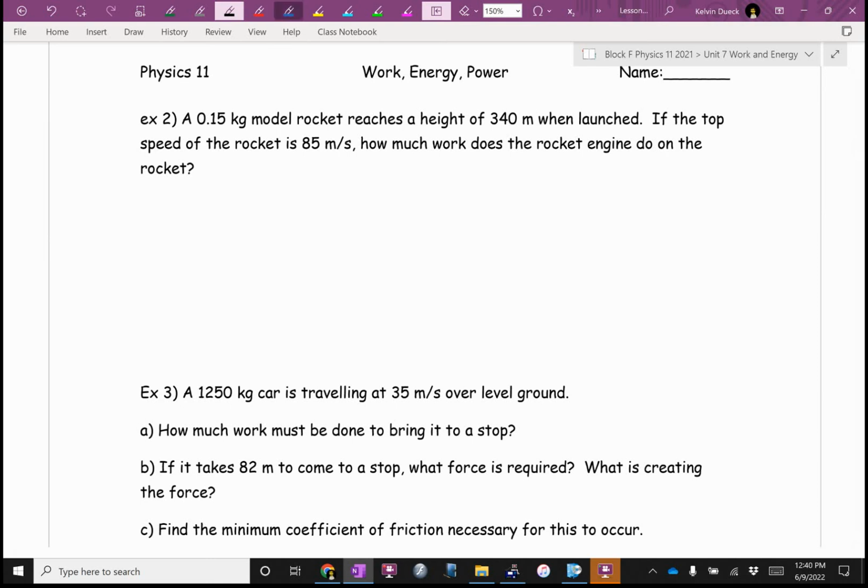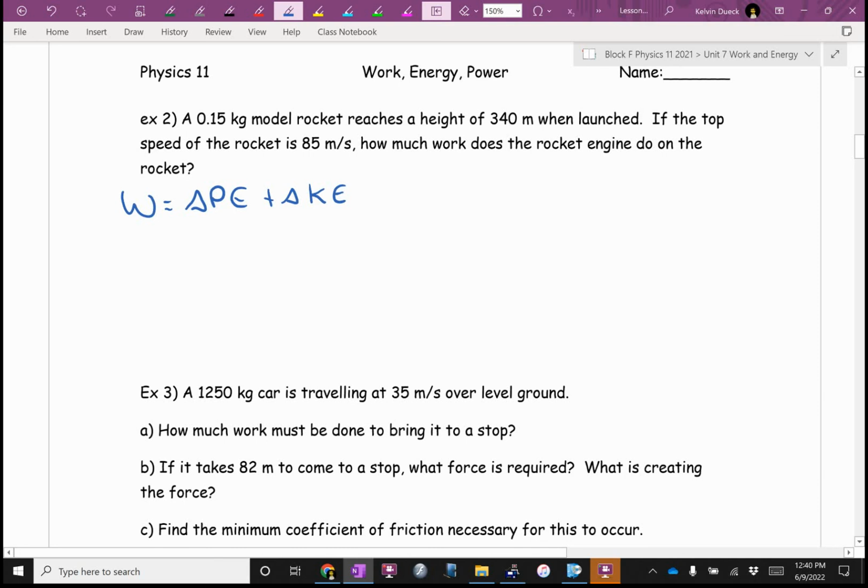Now, my first thought, don't write this down, Scott, would be to go work equals force times distance. However, since there's a height, maybe the force is mg. But if I did that, would I be using that 85 that they gave me at all? No. So I'm going to use the work energy theorem: the change in potential plus change in kinetic.